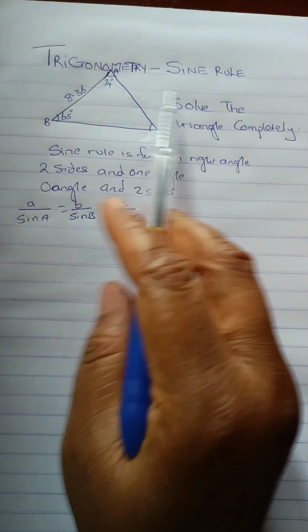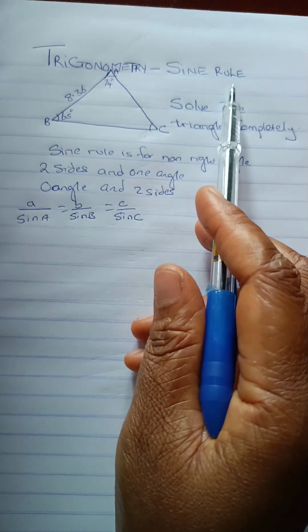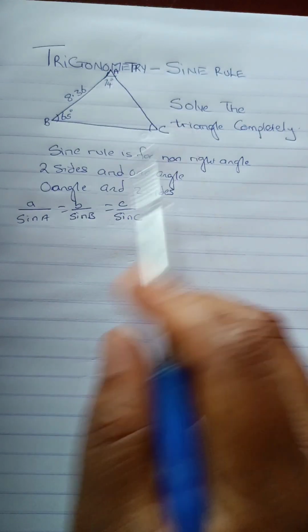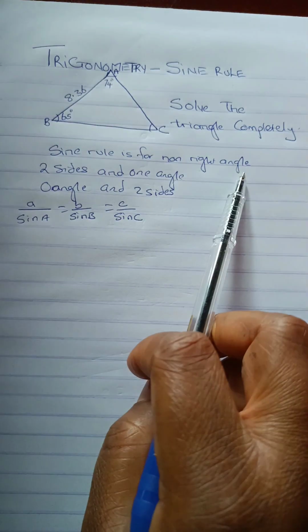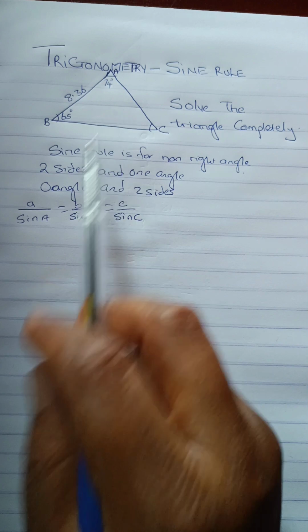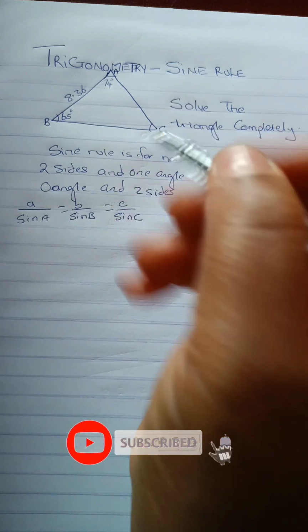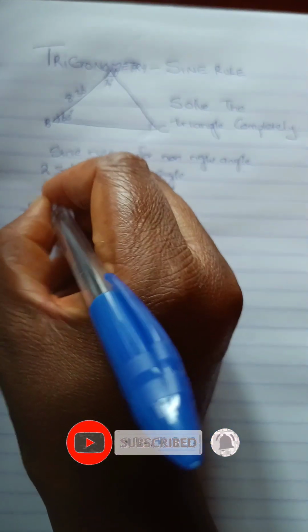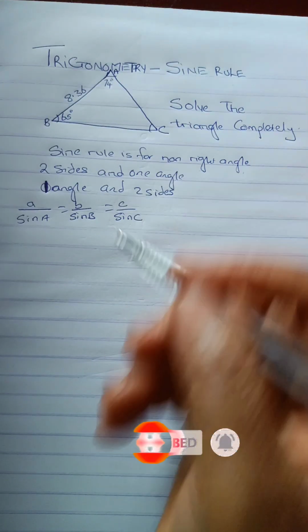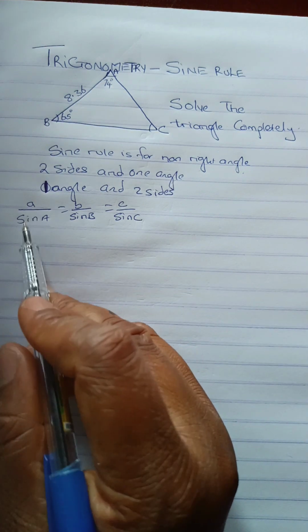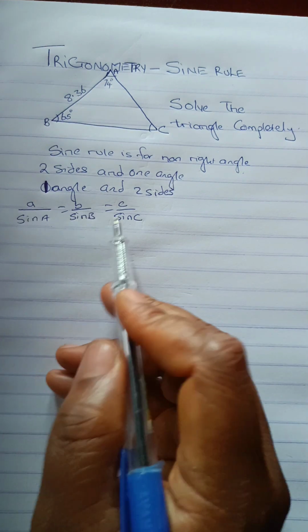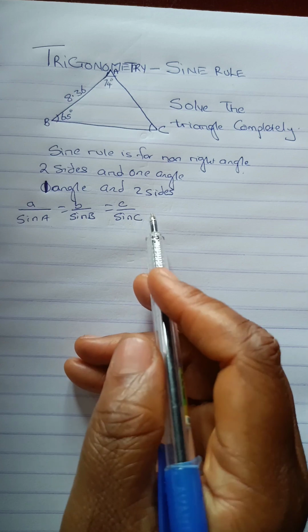So we'll be solving trigonometry. Sine rule. No longer SOHCAHTOA, the sine rule. The sine rule is actually for a non-right-angled triangle, and it's also for when you have two sides and one angle, or one angle and two sides. And this is the formula for it: a over sine A equals b over sine B equals c over sine C.